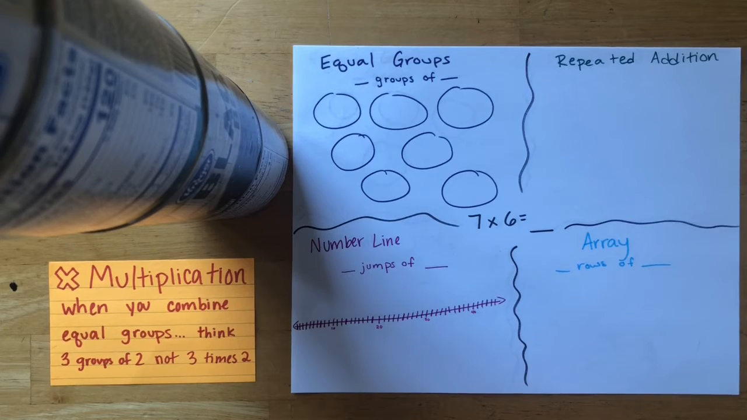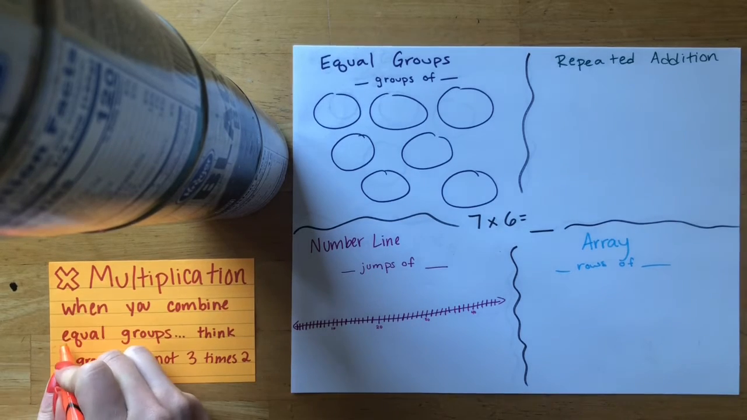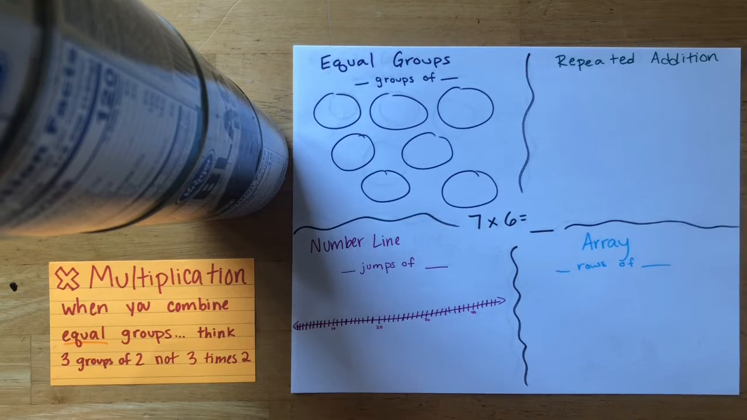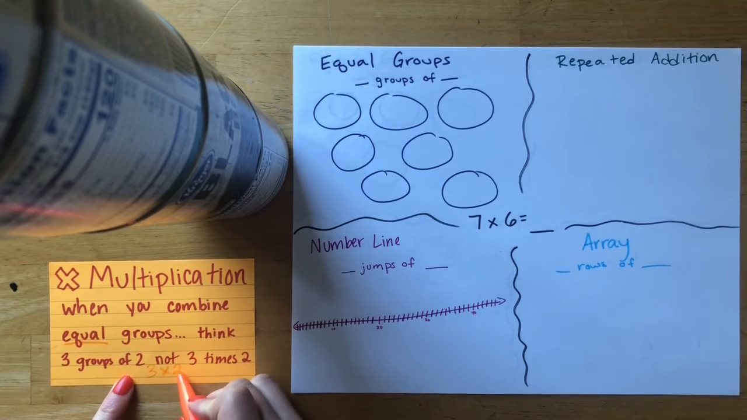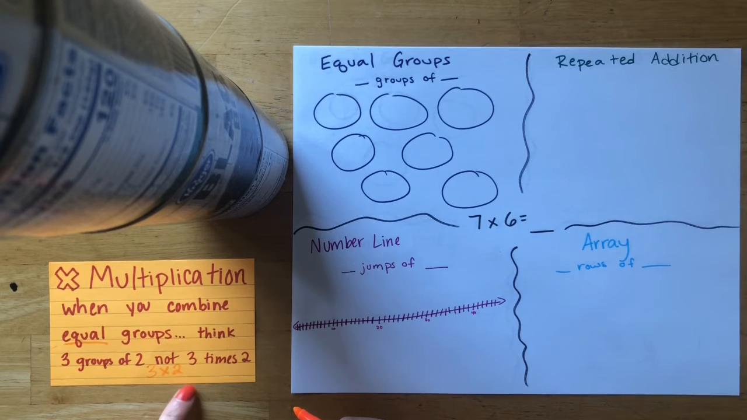Alright, multiplication is when you combine equal groups. Think 3 groups of 2 instead of 3 times 2 when you see a problem like this. It's a lot easier to understand if you replace the x with groups of instead of times. All right, let's do some practice.